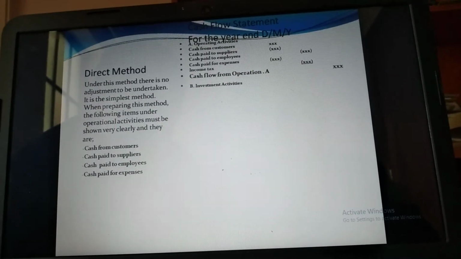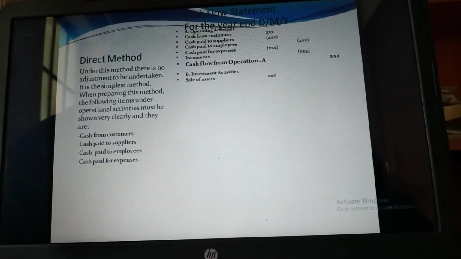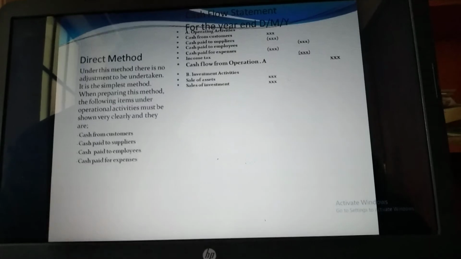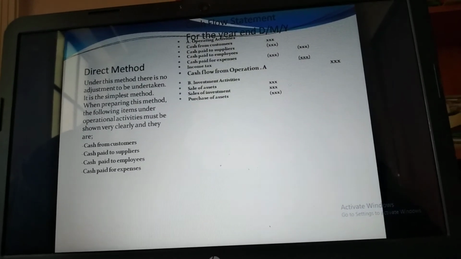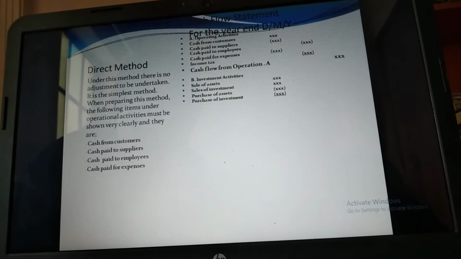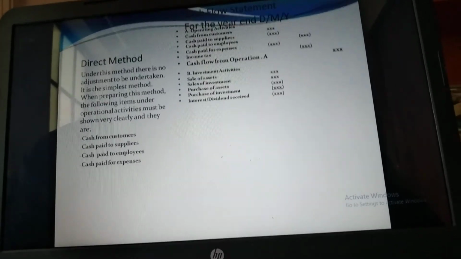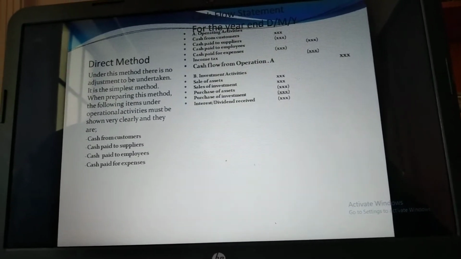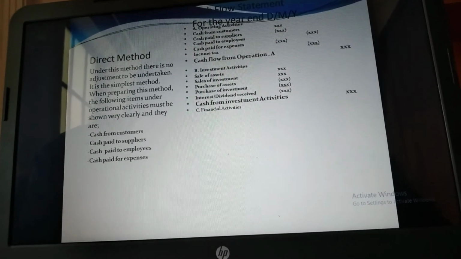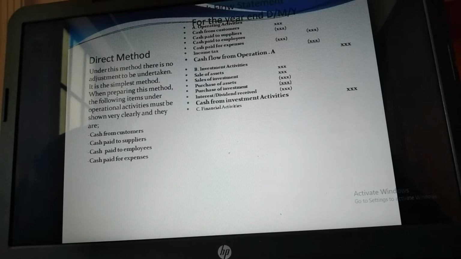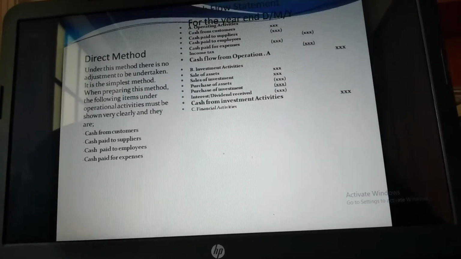Then we have investment activities. We have sales of assets. We have sale of investment, which is an inflow. Purchase of asset, outflow. Purchase of investment, which is outflow. Interest and dividend received, which is inflow. Now, when you get that, you get cash from investment activities, which is either positive or negative.